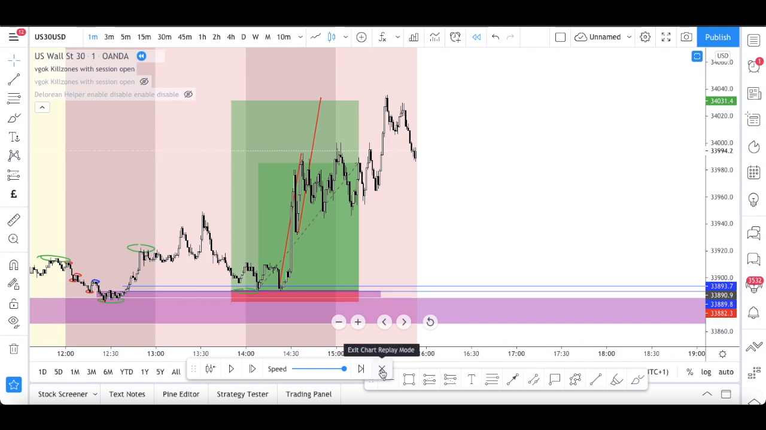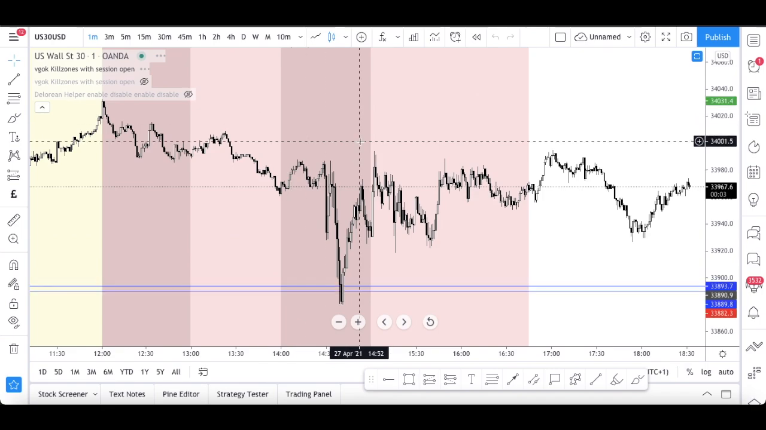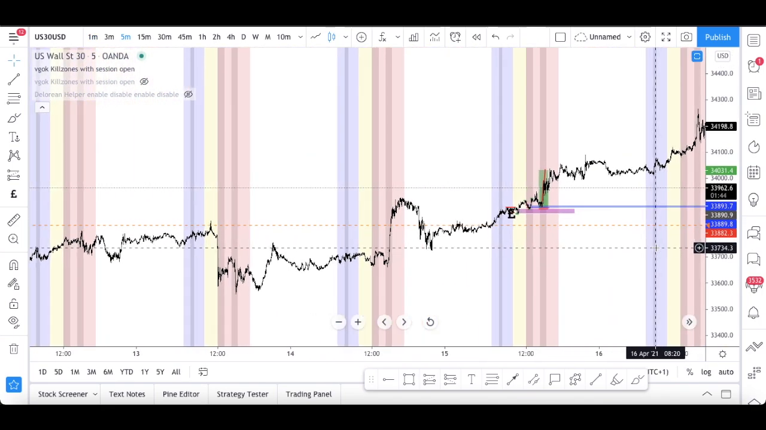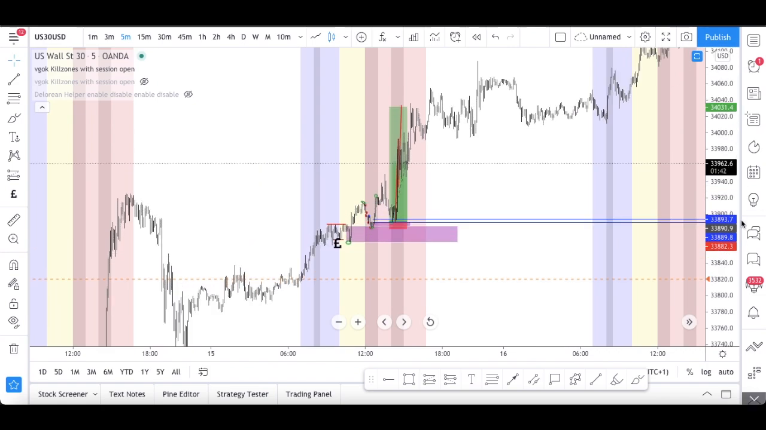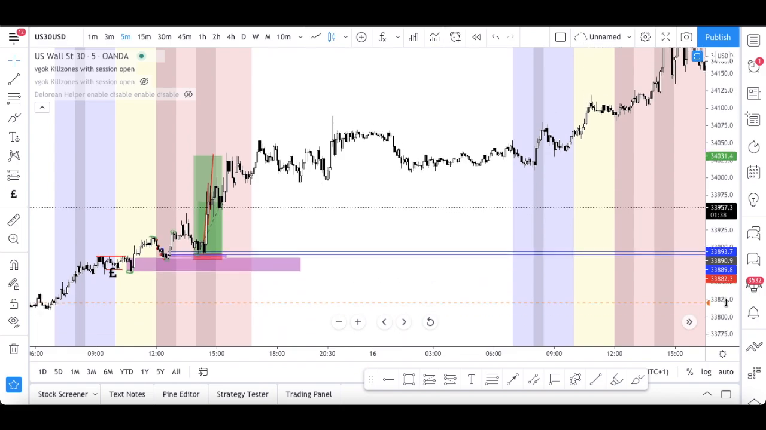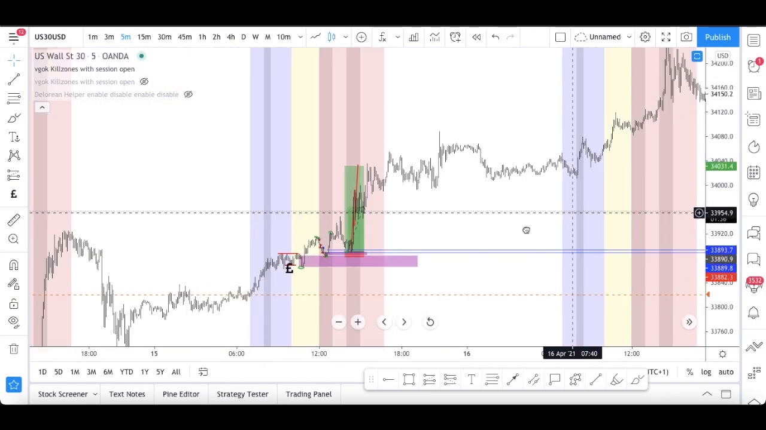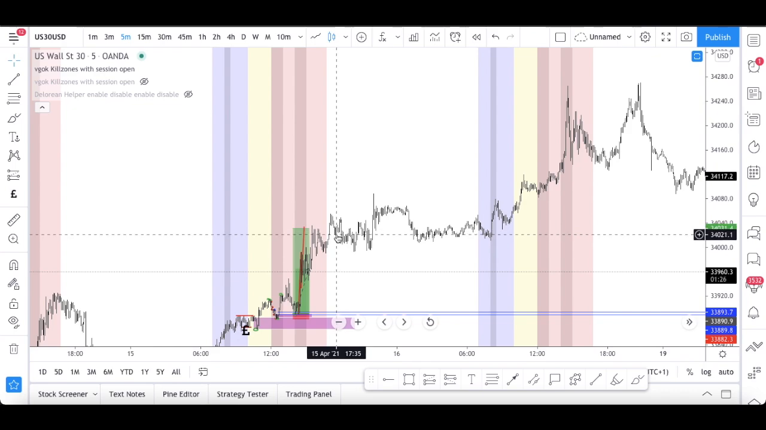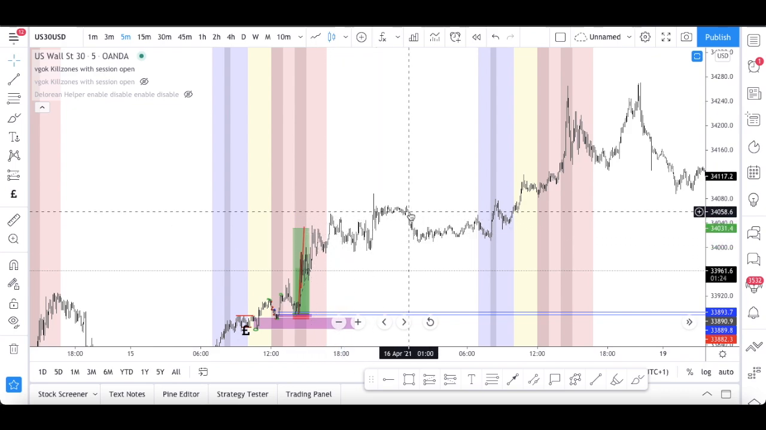Now, just exiting out of the replay mode, scrolling back to the actual price of the movement last week, we can actually see this buy scenario actually carried on for a lot longer. And me personally, I'm more of an intraday trader, so I don't really want to be holding my trades. I've said this on a couple of videos before, I don't really like to hold my trades overnight.